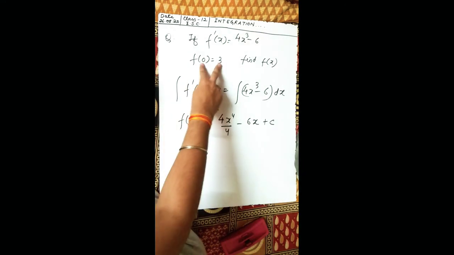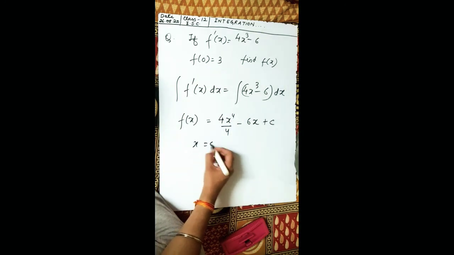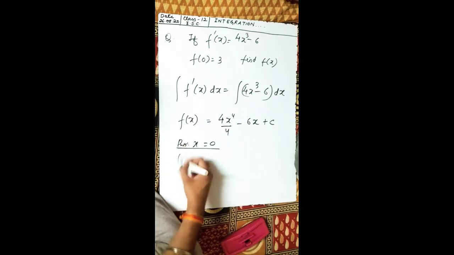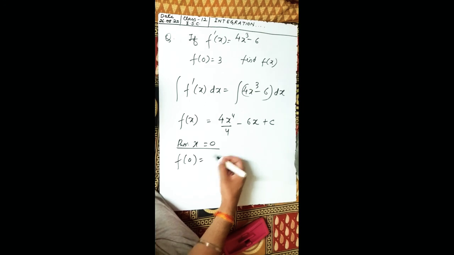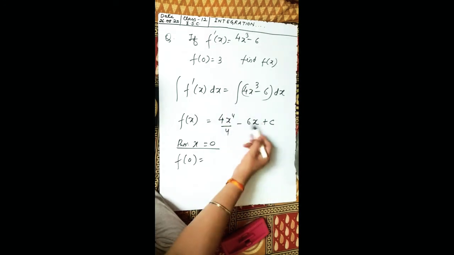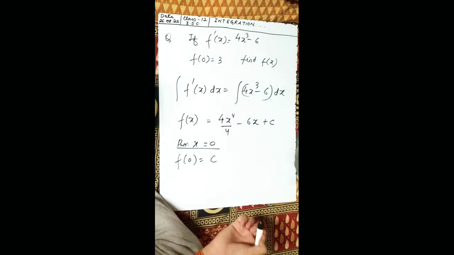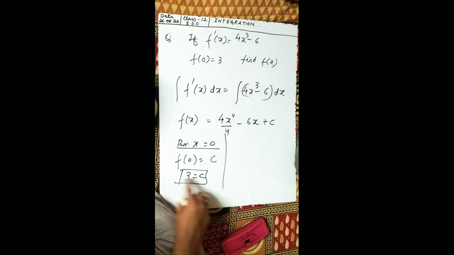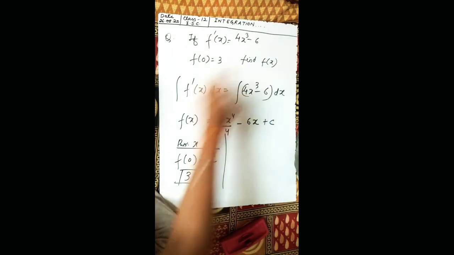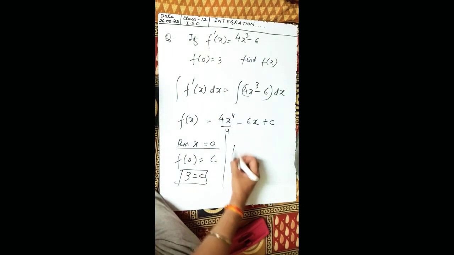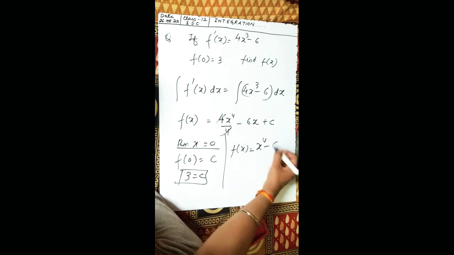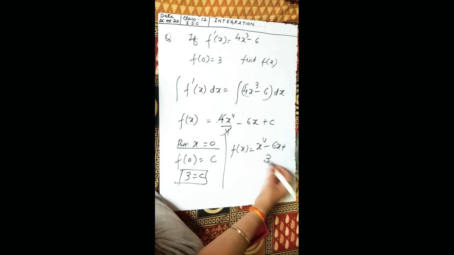Now as f(0) is 3, putting x equal to 0 in this, this is 0, this is 0, we get c, and f(0) is 3. So 3 equals c. That means we got the value of the constant, c is equal to 3. Can we find the value of f(x)? Yes, f(x) will be x to the power 4 minus 6x plus 3.